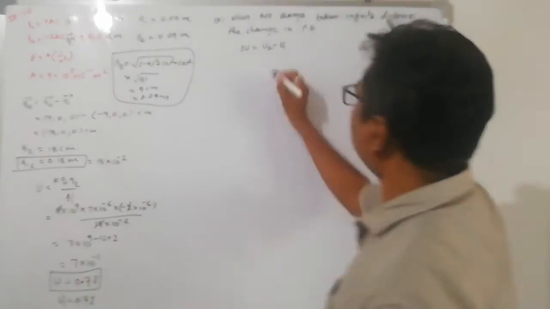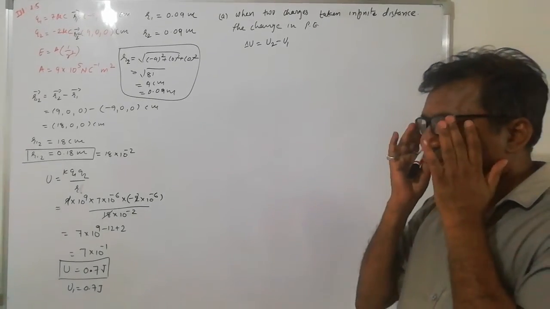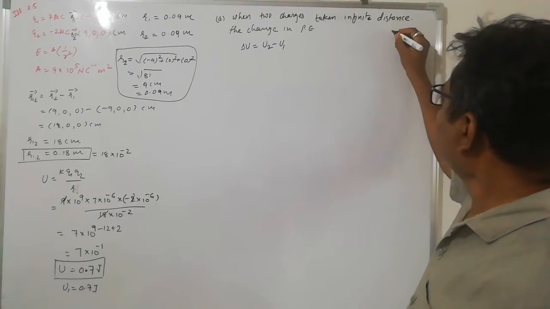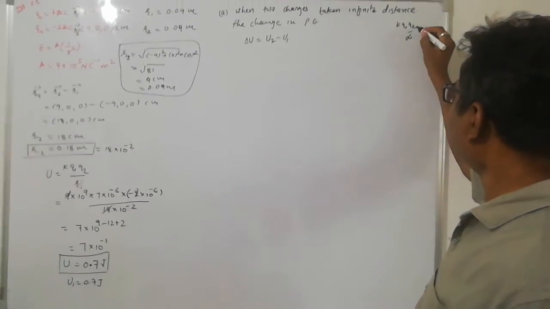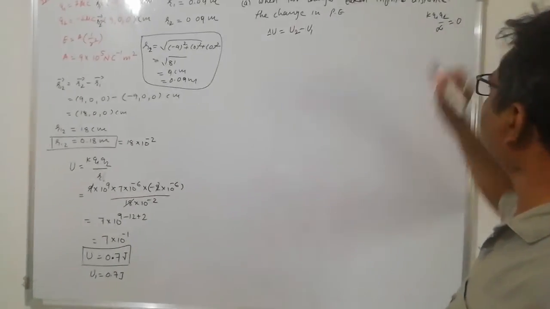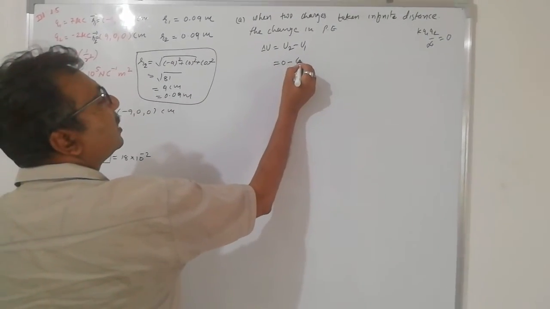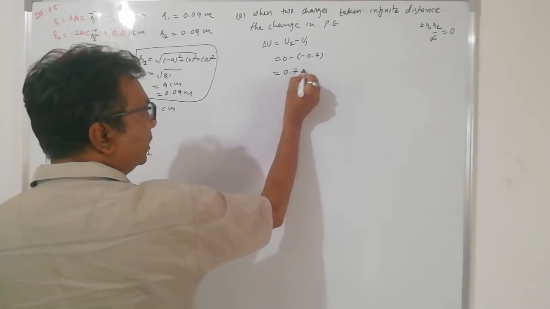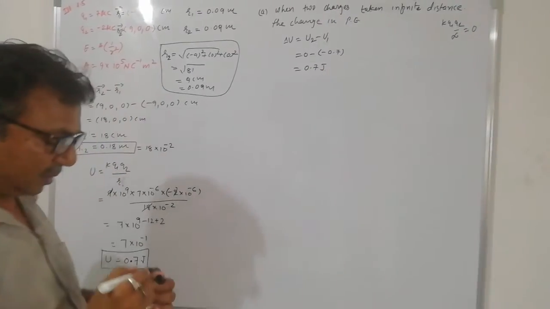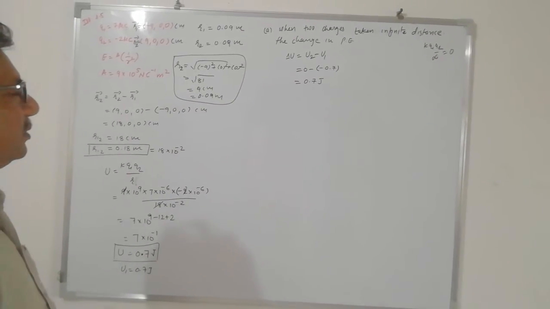But when they are far away from each other, at infinite distance, here K Q1 Q2 upon infinity, and 1 upon infinity means 0. So U2 is equal to 0, and this is 0.7. So your result is 0.7 joule. So delta U is equal to 0.7 joule.